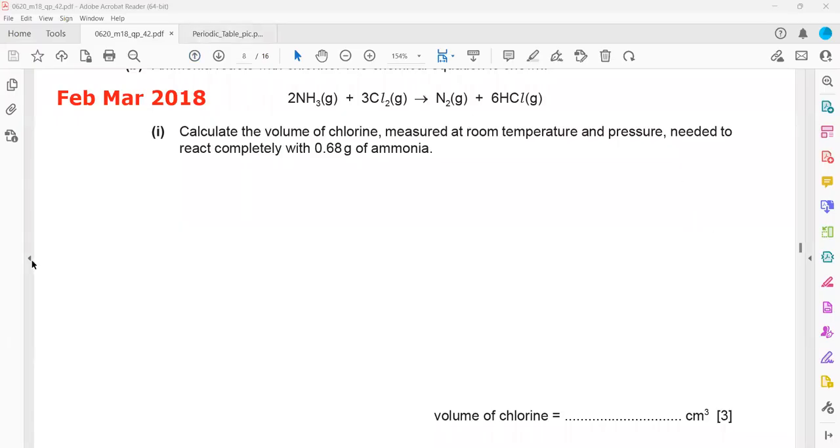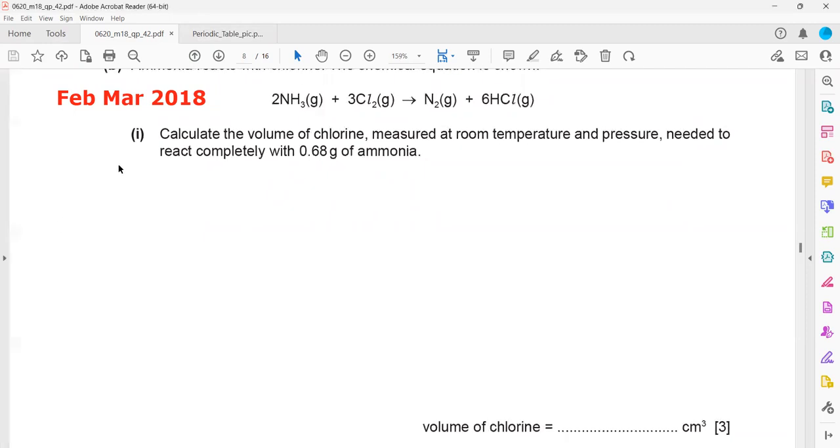So starting the session with the Feb-March 2018 moles question. Most of the moles questions you will find have the steps there. You don't have to solve the full question by yourself. Usually you solve one part at a time and eventually you get the final answer. But in some questions you have to solve the full thing, and you don't find any parts in between. You have to solve and get the final answer.